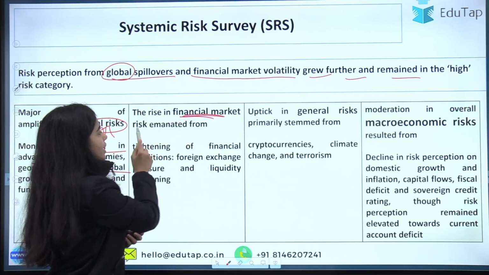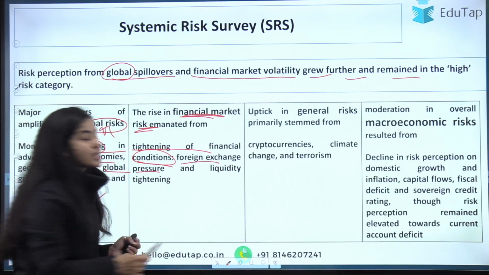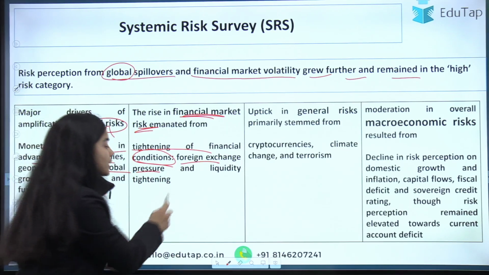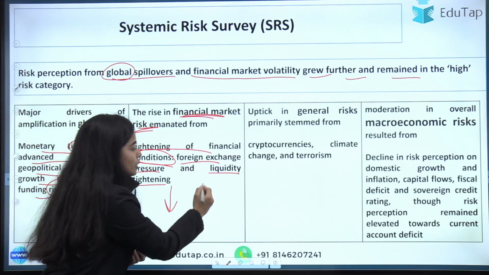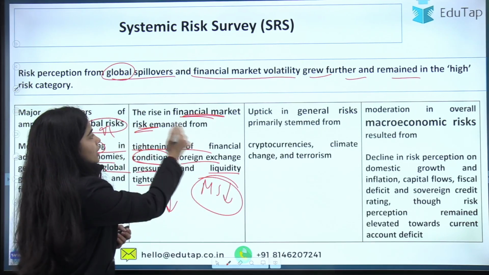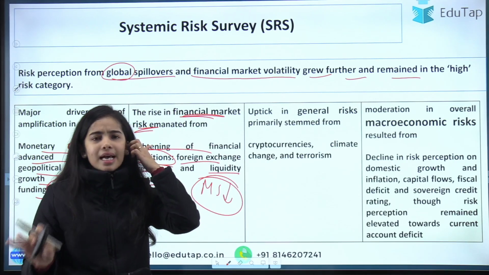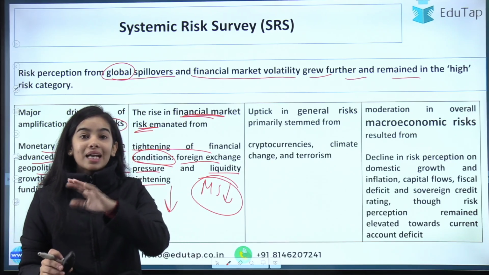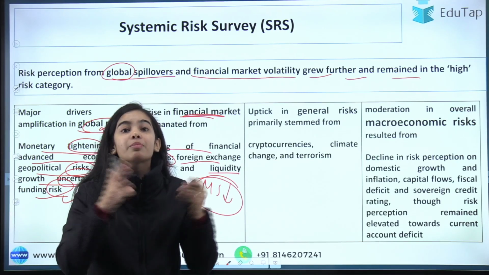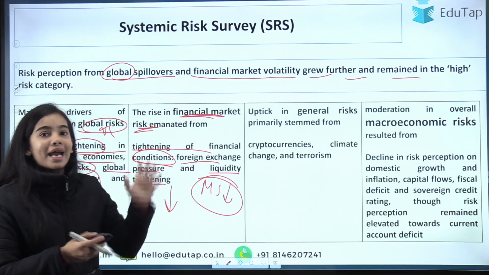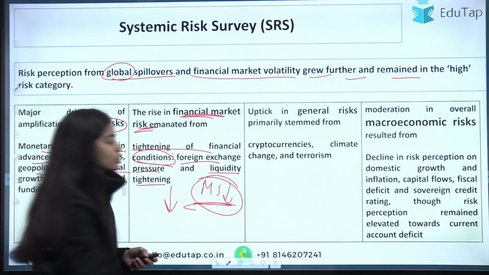So the rise in financial market risk is there due to the tightening of the financial conditions. The foreign exchange pressure is coming. The dollar was getting stronger and stronger, and the other currencies were getting depreciated. And the liquidity tightening, I have told you that the money supply is being decreased. Due to all this, the financial market risk is coming. Before, most of the investment was happening in dollars, because the dollar is quite secure and trusted by most of the countries and investors, due to which the foreign exchange pressure came, and the liquidity tightening was also coming, the money supply was also being reduced.